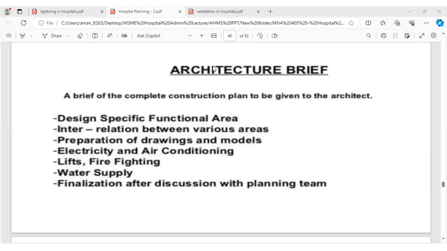Earlier we were discussing the architecture brief, a brief of the complete construction plan to be given to the architect, which includes design-specific functional areas like OPDs, IPDs, OT, CSSD. These have to be planned according to the requirements of infection control. OT and CSSD should be very infection free. They should have a sterile zone and all that. Interrelation between the various areas should be considered.